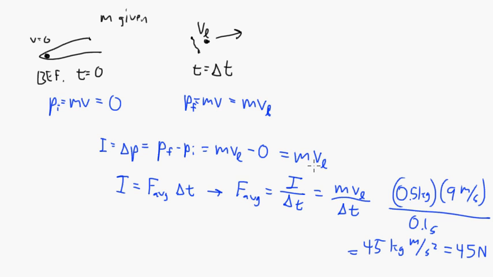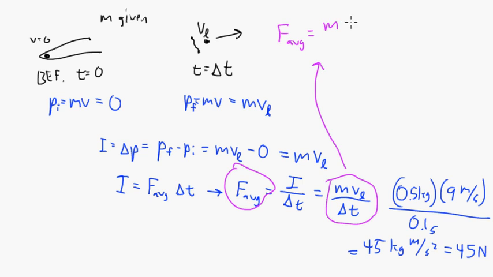So this is our average force here, right? Now v sub l is also our change in velocity, because we started with a velocity of 0 and the final velocity is v sub l. So this right here is average force equals mass times change in velocity over change in time. Now, what is delta v over delta t? That's your average acceleration. So what this becomes is f average equals mass times average acceleration. So this is just f equals ma.